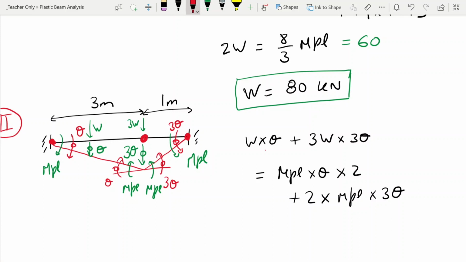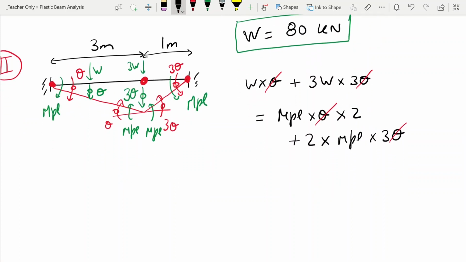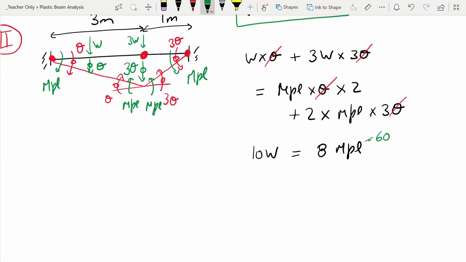Again, we can simplify all the thetas, so this all disappears, and we can now get that the first part should be W plus 9W, so it's 10W, equals, and now how many MPs we have? We have 2 plus 6, so we have 8 MPL. If we remember that MPL is equal to 60, this means that our W should be equal to 48 kilonewtons, which is the collapse load of this mechanism.